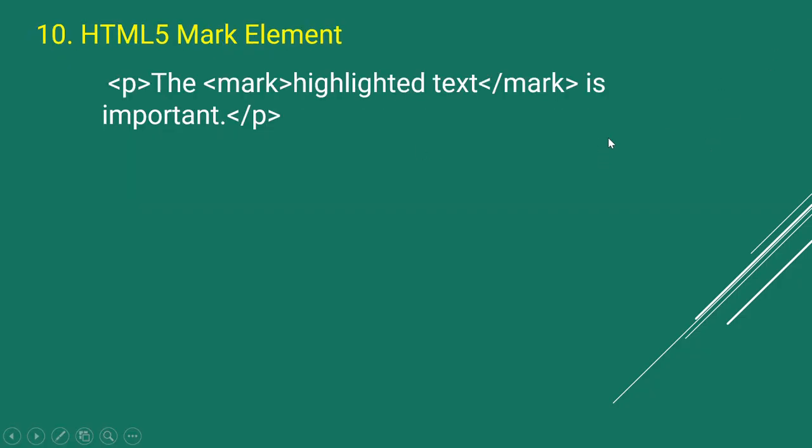The time element is used to define a date or time. The datetime attribute is used to specify the date or time in a machine readable format. The mark element is used to highlight text. It is often used to draw attention to specific parts of a web page.